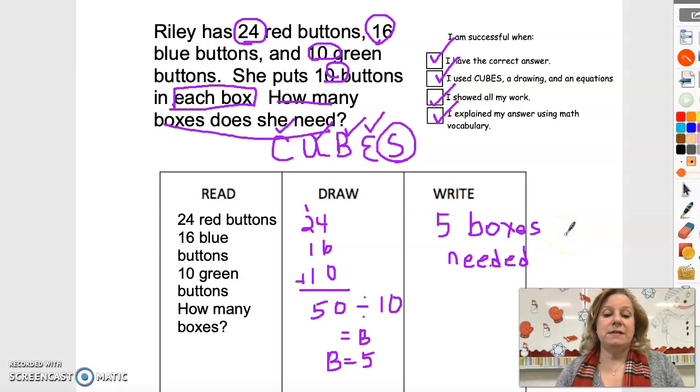Okay, so this is just a quick mini lesson on using cubes and read, draw, write to solve two-step word problems. It's really important that we take that extra step and we read, draw, write it out, because it keeps our brain organized on what all these numbers mean and what my question is, and it makes me think about the first step that I have to do, and then what is the second step in order to answer that question at the end of our word problem.